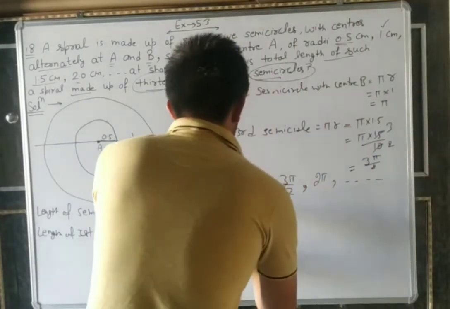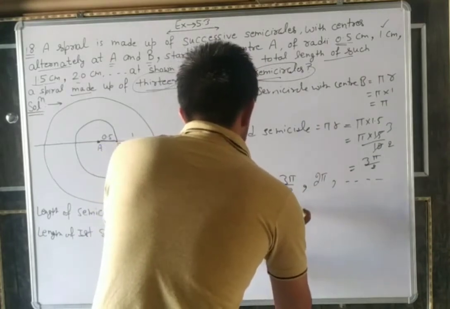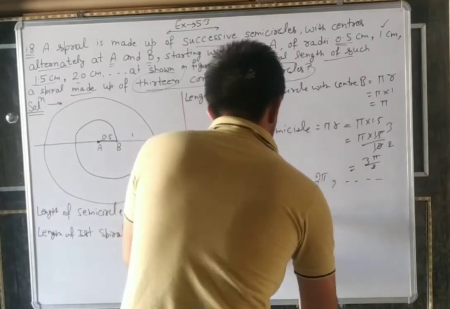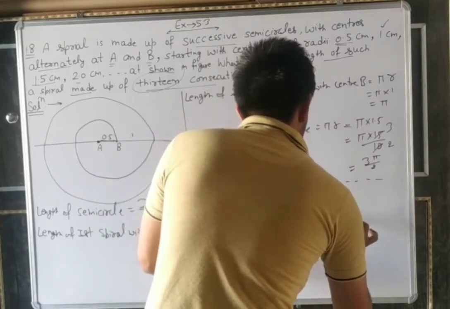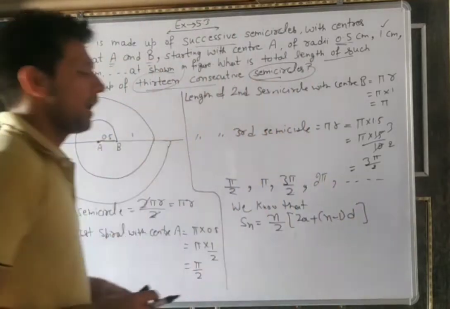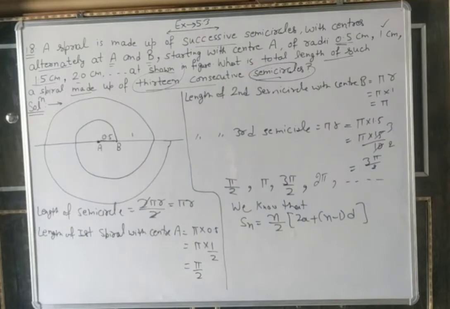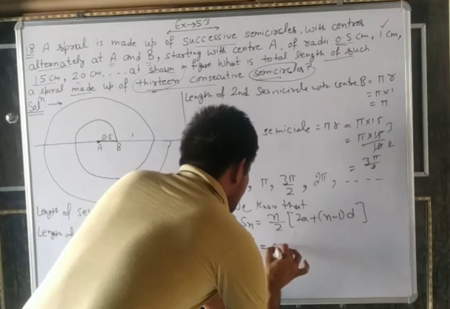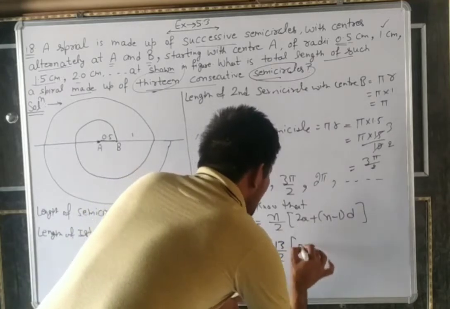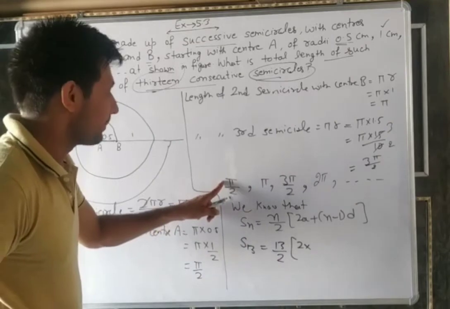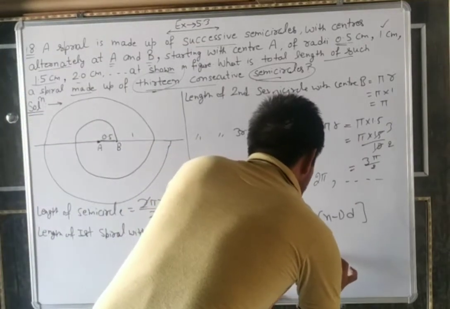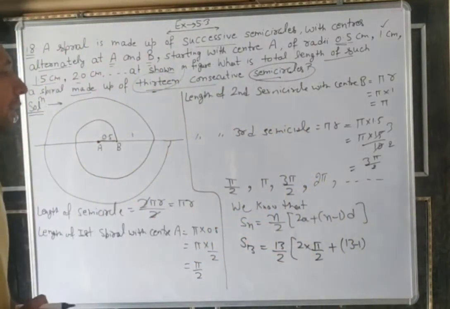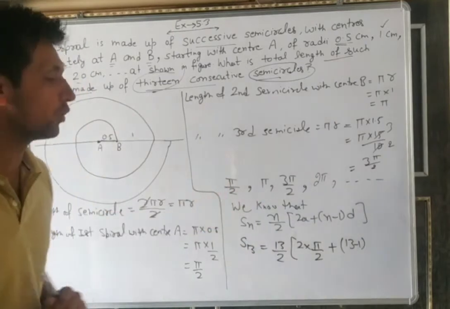So we know that Sn equals n upon 2 times 2a plus n minus 1 into d. Understand? It is the formula. How many total semicircles? 13. So we will find S13. 13 divided by 2, 2 into a, where a is pi upon 2, plus n minus 1, which is 13 minus 1, into d. How is d? d is pi minus pi by 2, which is also pi by 2.